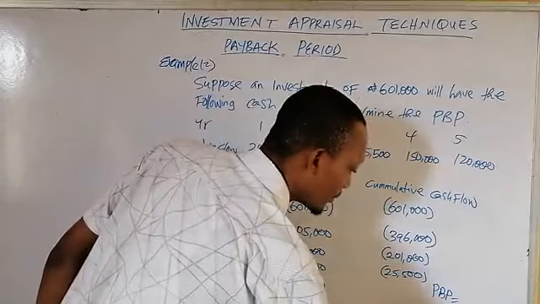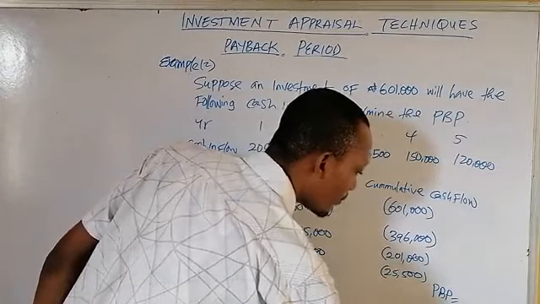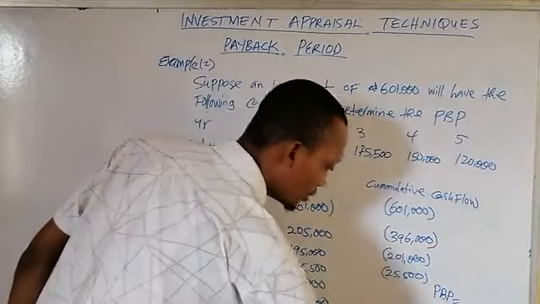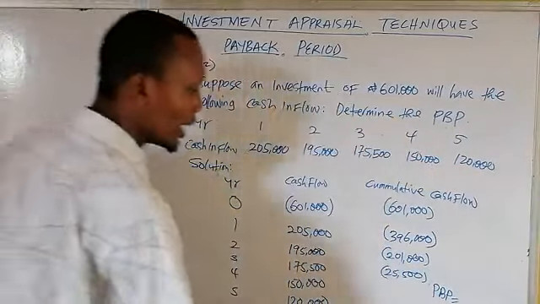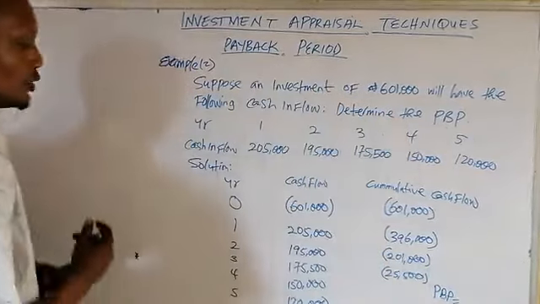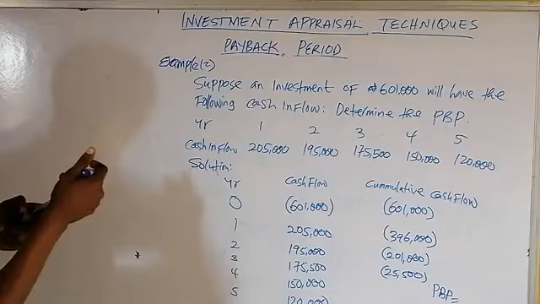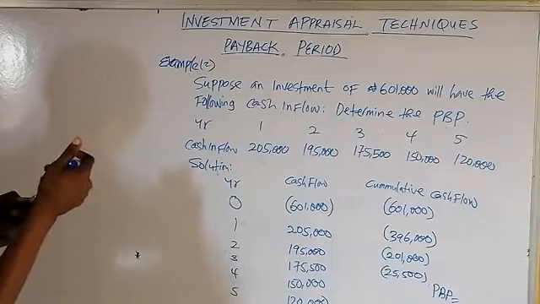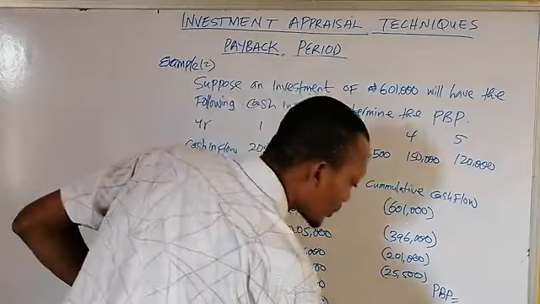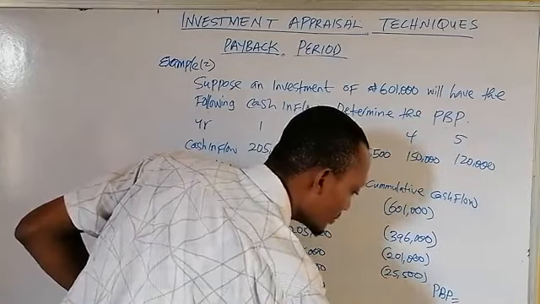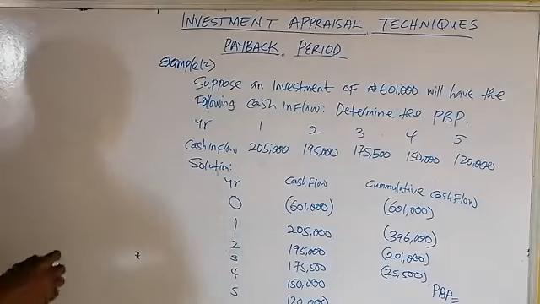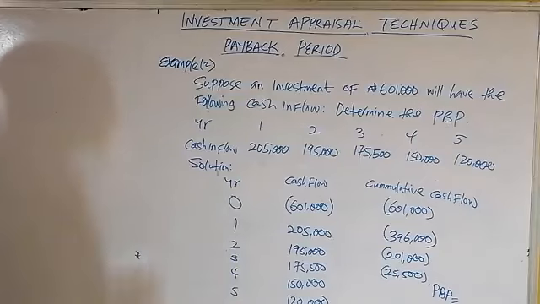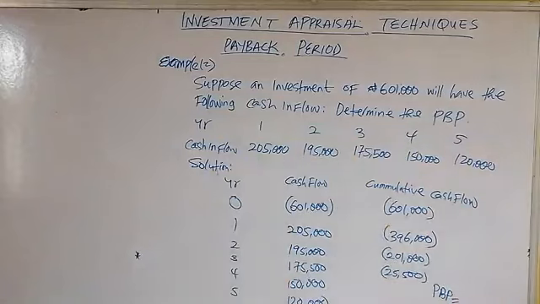So the balance here, 25,500, over the cash inflow, 150,000. So by that, we are going to have 3 years, 3 point something. When you divide 25,500 by 150,000, that is 0.17. So that is 3.17 years. So our payback period is 3.17 years. That is our payback period in this scenario.